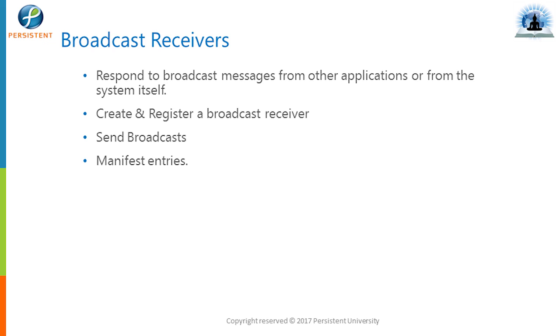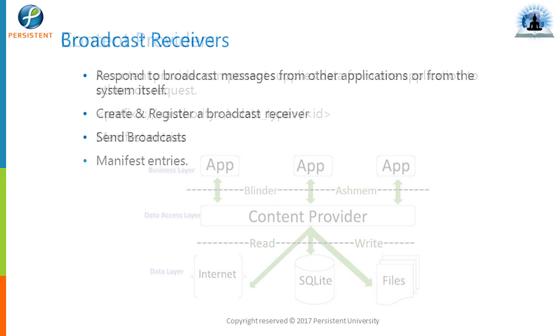An application listens to a specific broadcast intent by registering a broadcast receiver in the Android manifest file. When an application wants to send a custom broadcast, the broadcast intent must be registered in the manifest.